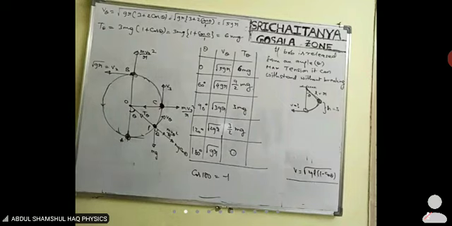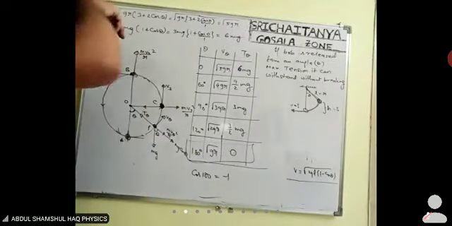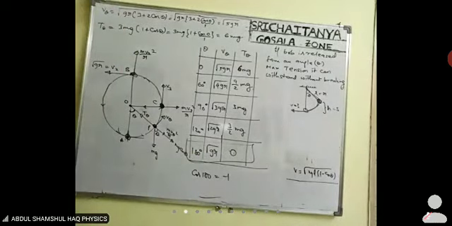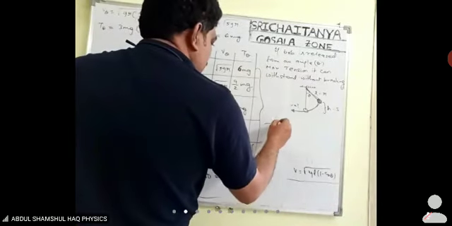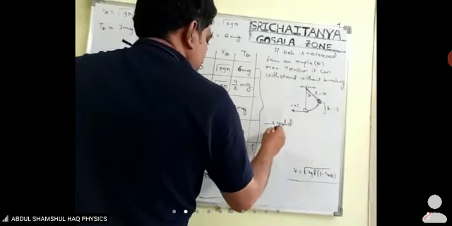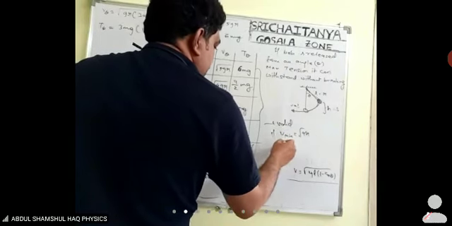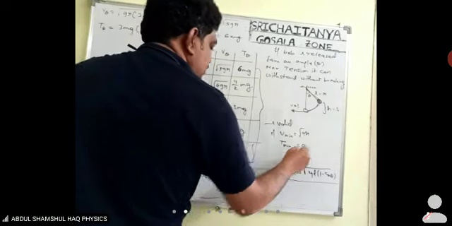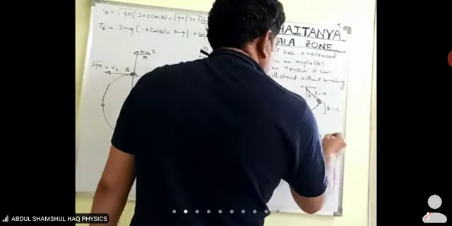Yes, these are all valid if T minimum is 0. Valid only if T minimum is 0. These are all valid if the minimum speed is root gr and the minimum tension is 0 at the highest point.